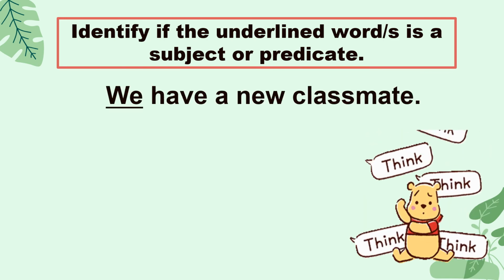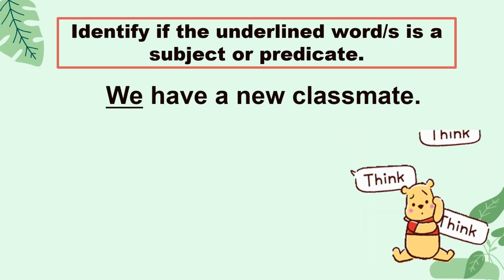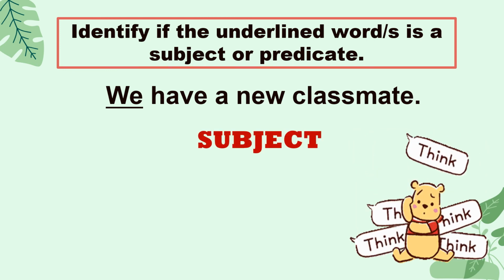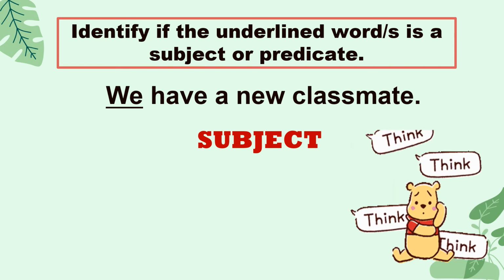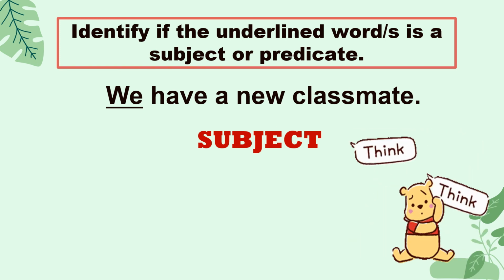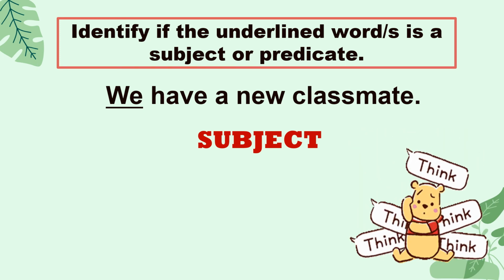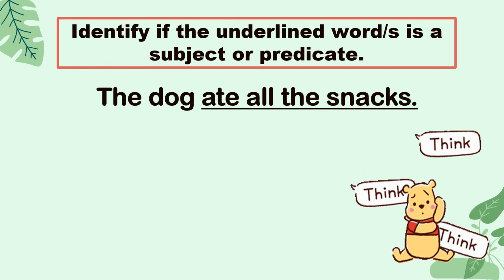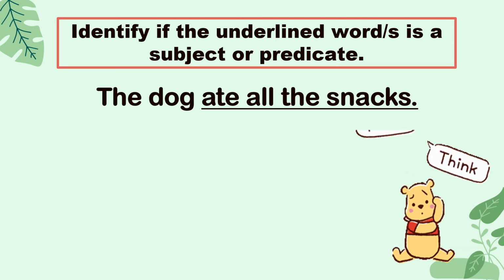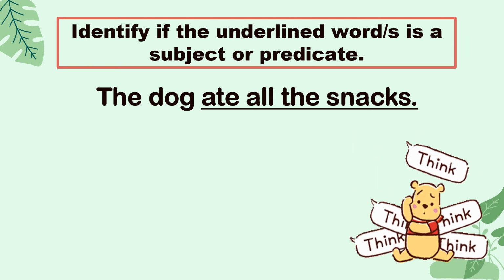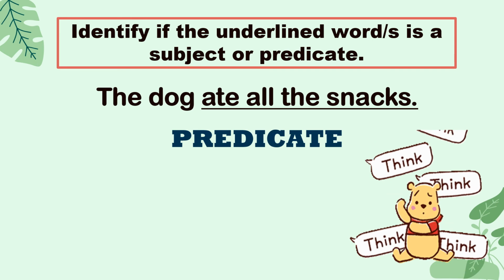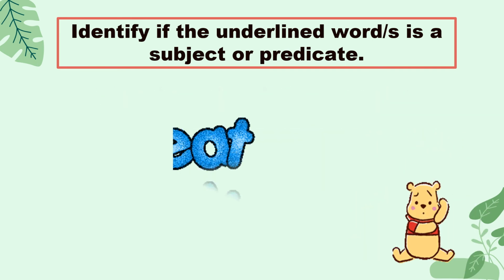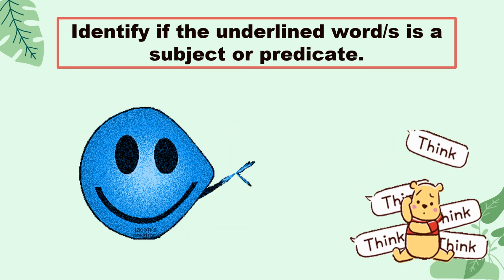We have a new classmate. We is a pronoun that acts as the subject. Now, subject can again be a noun or pronoun that is the topic in the sentence. And last one, the dog ate all the snacks. Ate all the snacks are the underlined words, and this is the predicate in the sentence. Great work, kids. That's it.